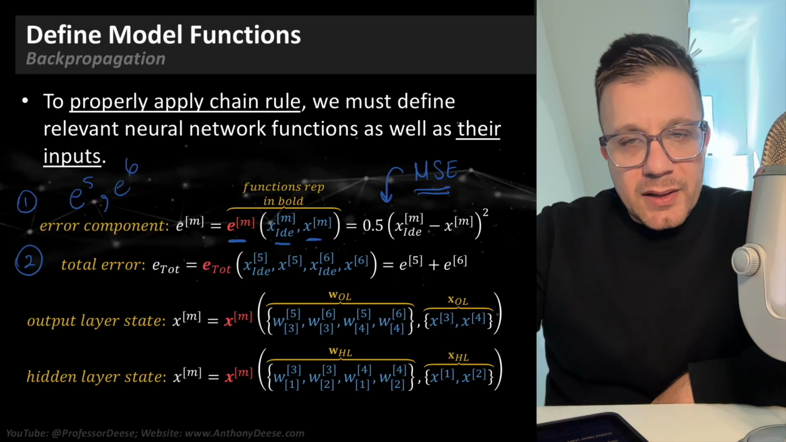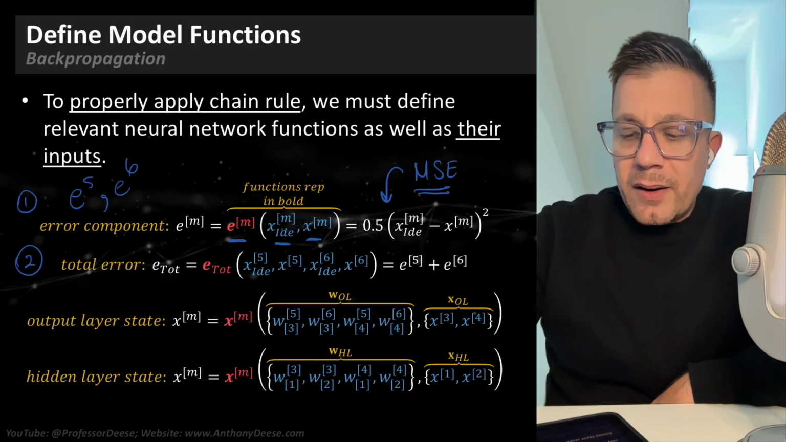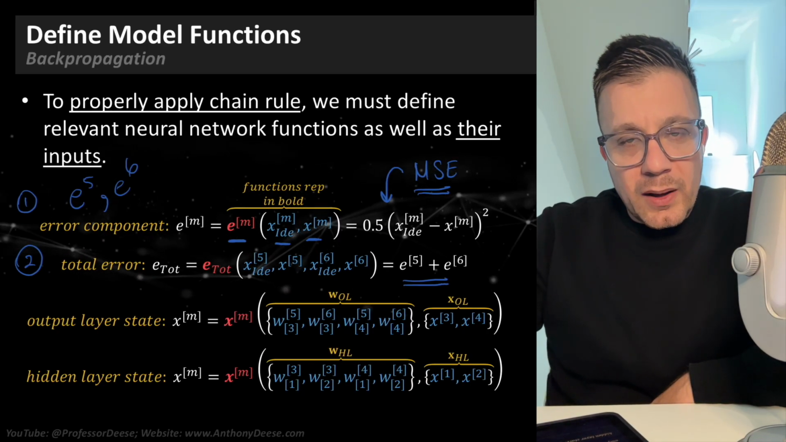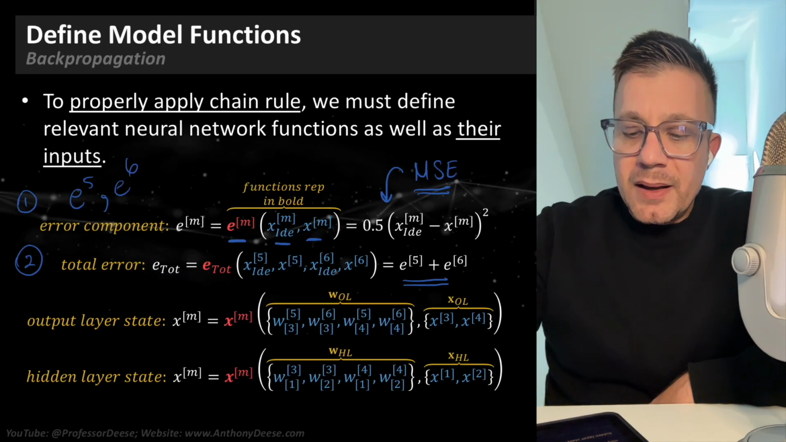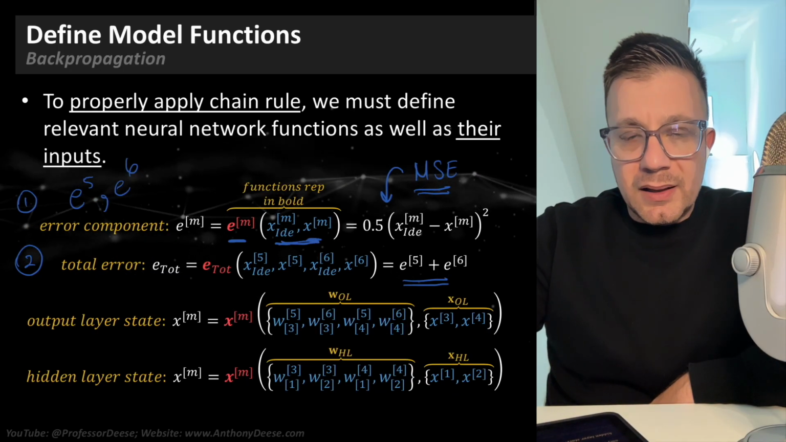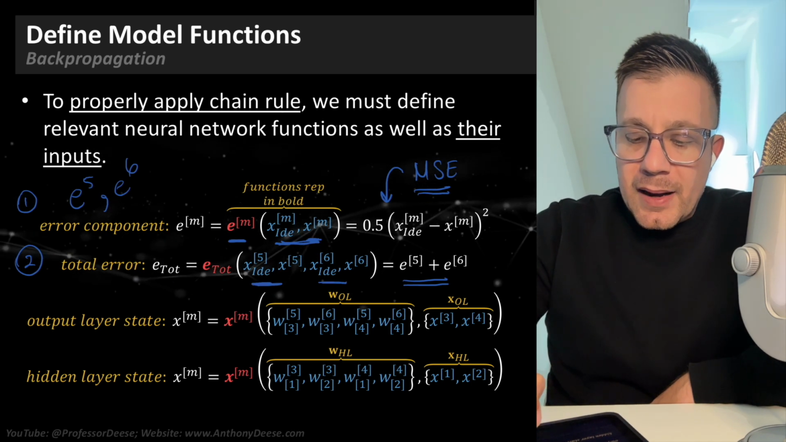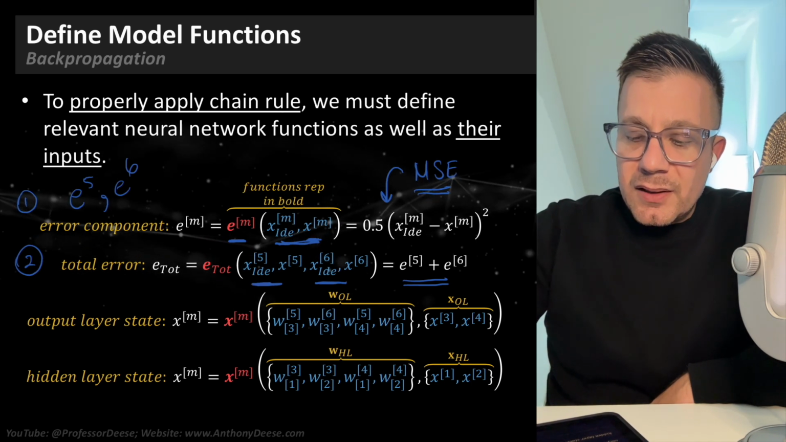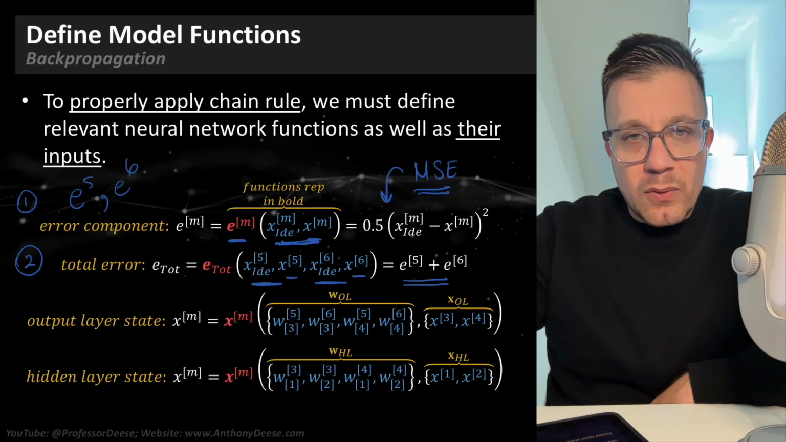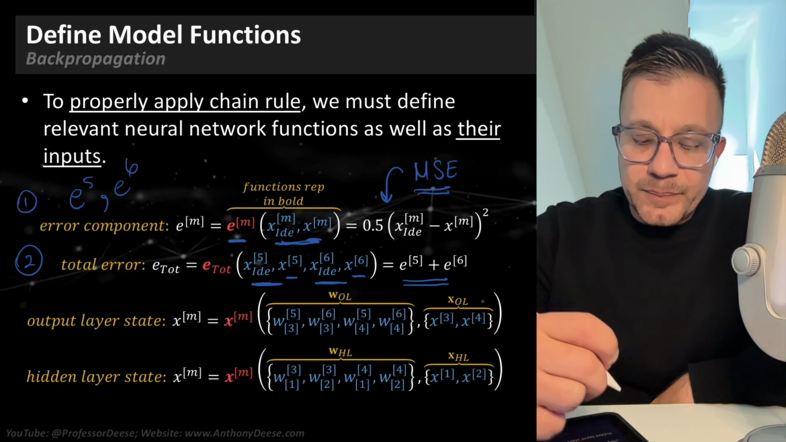The second function type is the total error. The total error is merely the sum of the two relevant components E5 and E6. Each one of those function components accepts two inputs, so the total error accepts four inputs: the ideal state of nodes 5 and 6, as well as the estimated or calculated state of nodes 5 and 6.